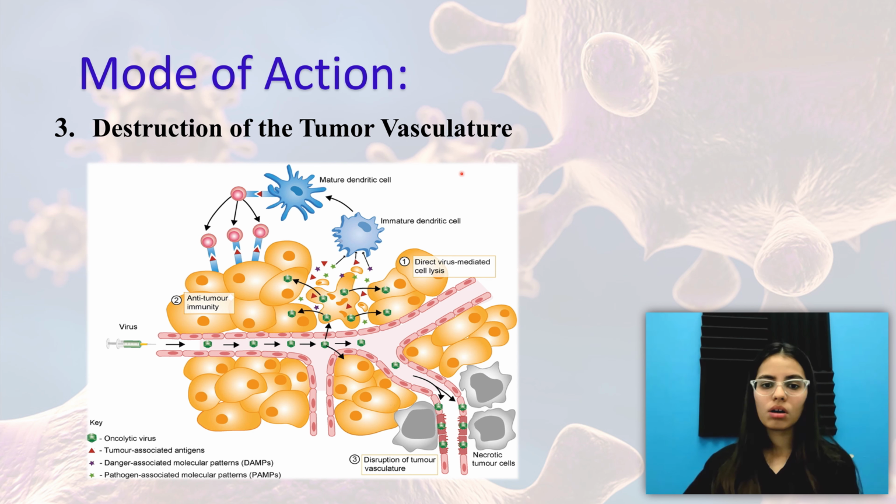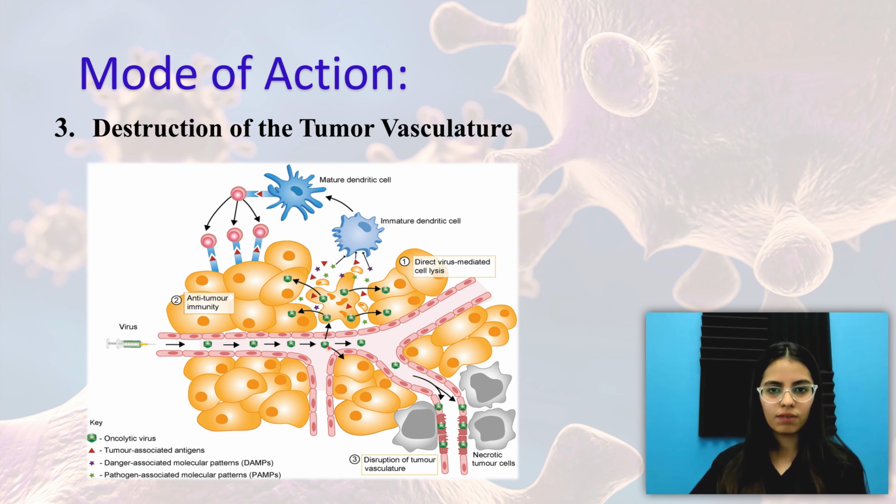The third mechanism is the destruction of tumor vasculature. A tumor is a mass of rapidly dividing cells, and they need a constant supply of oxygen and nutrients. So for that purpose, they create their own network of blood vessels. However, it is very important to note that these blood vessels are disorganized and immature. So oncolytic viruses affect the endothelial cells in the lining of these blood vessels and destroy them. This causes the leakage of these blood vessels.